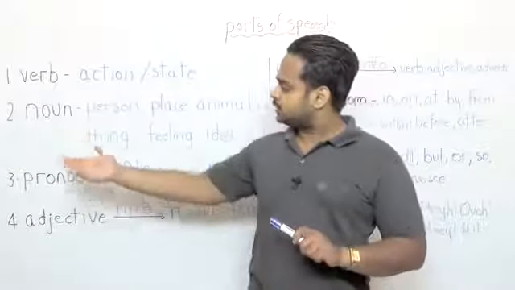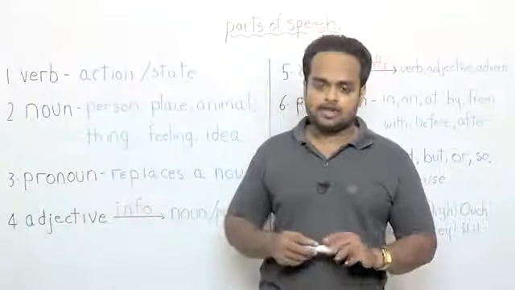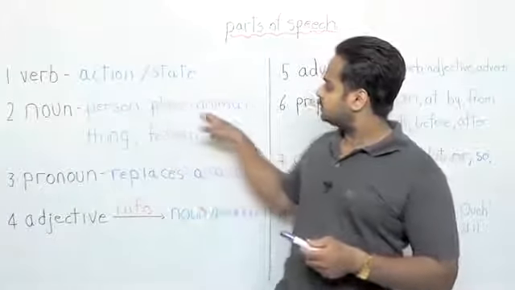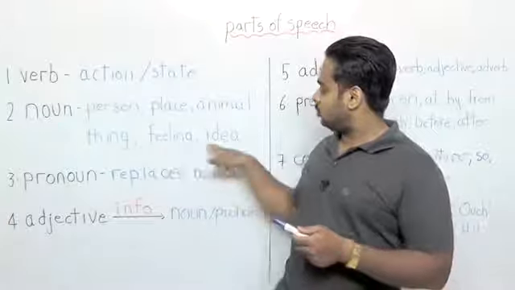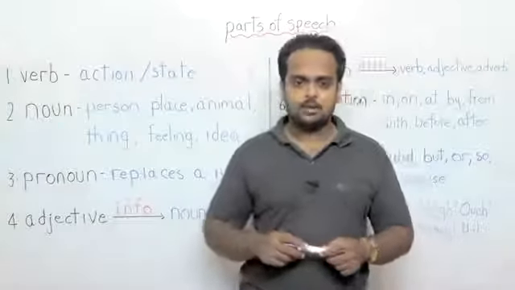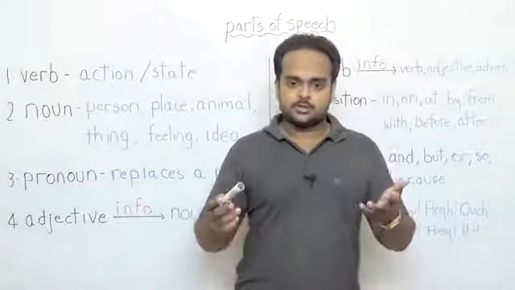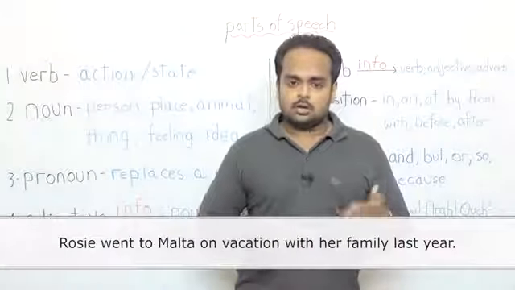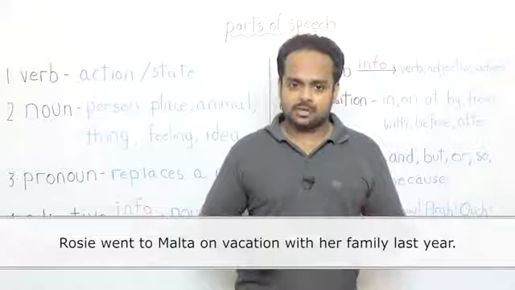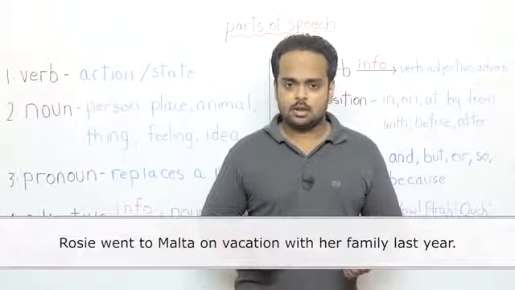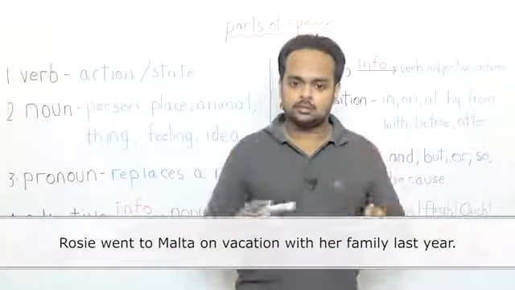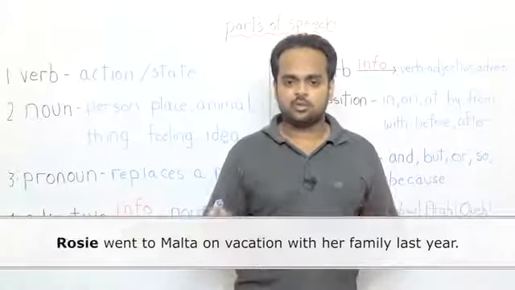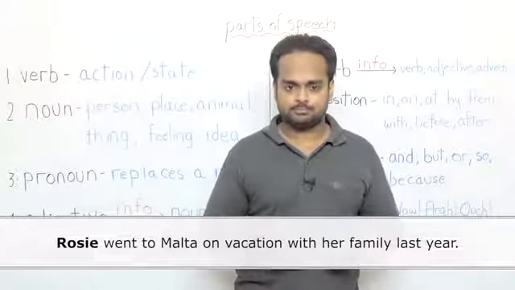Okay, the next part of speech is the noun. A noun is the name given to a person, place, animal, thing, feeling, or idea. For example, here's a sentence with a lot of nouns. Rosie went to Malta on vacation with her family last year. Can you identify all the nouns in this sentence? Well, the first noun is Rosie. It's the name of a person.